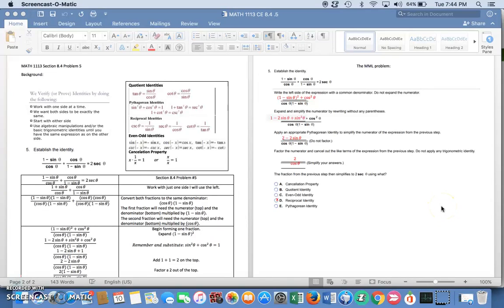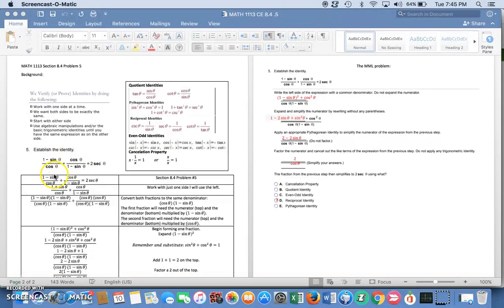Okay, 84, problem 5, the last one of this section. Rules again, the identities that you probably want to use, and this is the actual problem. Of course, as we did before, we start with the more complex side. Usually they're written so that the left is the more complex.